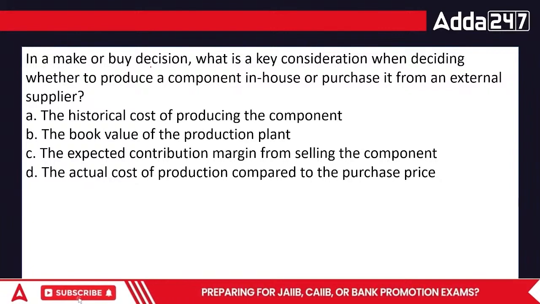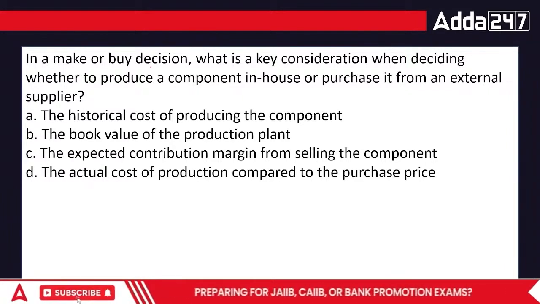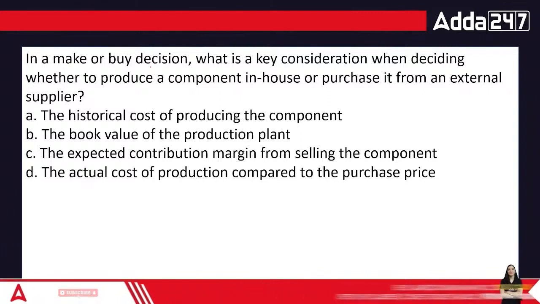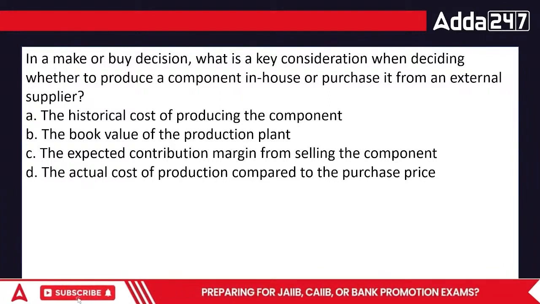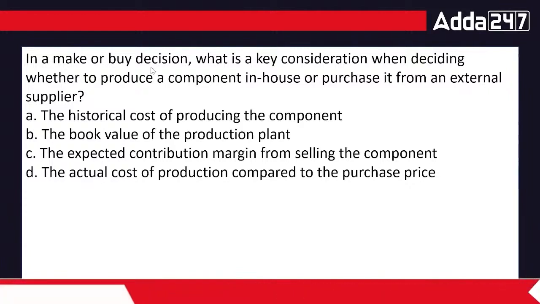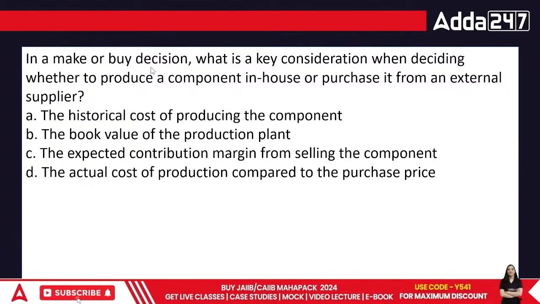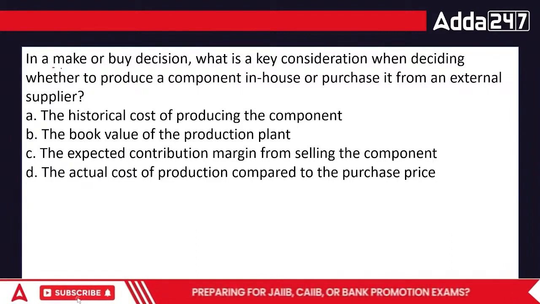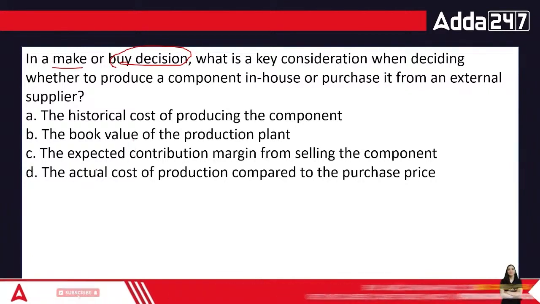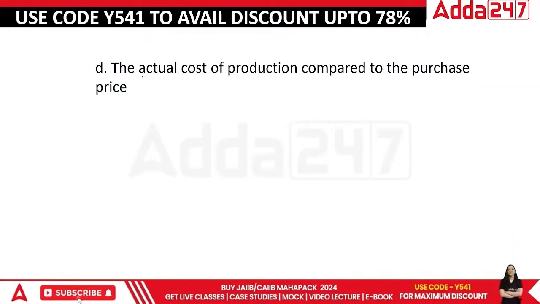In the make or buy decision, what is the key consideration when deciding whether to produce a component in-house or purchase it from an external supplier? The historical cost, the book value, expected contribution margin from selling the component, or actual cost of production compared to purchase price. What's going to be the answer? Basically, when you are taking a make or buy decision, ki matlab whether we should prepare the particular thing on our own, manufacture it, or buy it, it is always based upon what your actual cost is and what your purchase price is. It is based upon these two things.